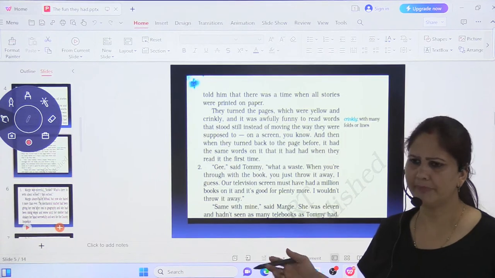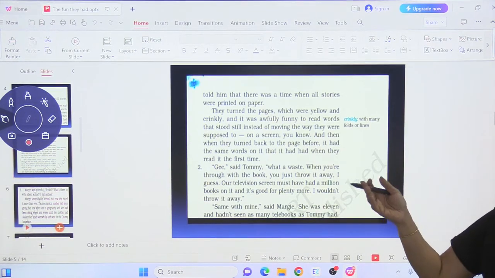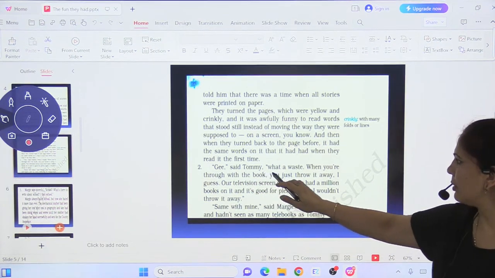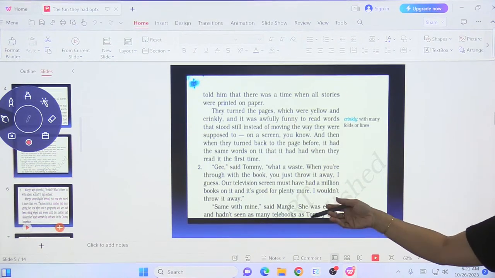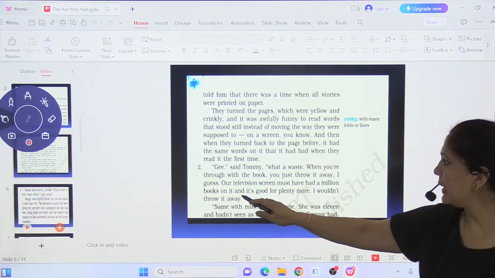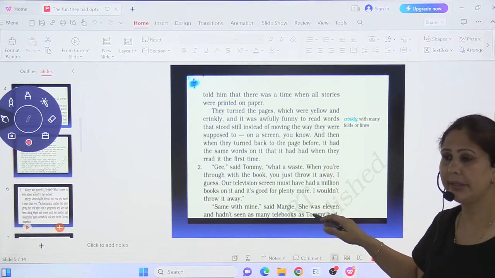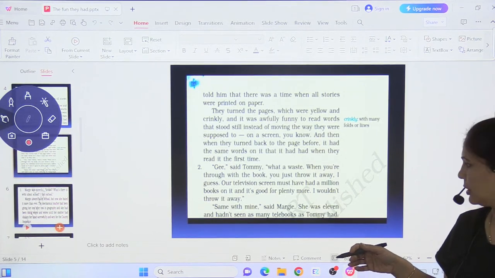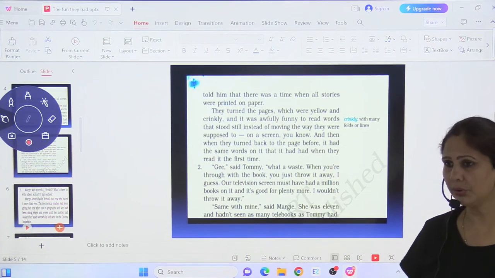It's a waste of paper and money, because after reading this book you cannot store as many books as you can store in your computer. So he says, "Gee," said Tommy, "what a waste. When you're through this book, you just throw it." You have to throw it because you cannot store thousands of books in your home. "I guess our television screen must have had a million books on it, and it's good for plenty more." So how many books has he stored on his screen? Thousands of books, millions of books. But after reading this book, I have to throw it away.